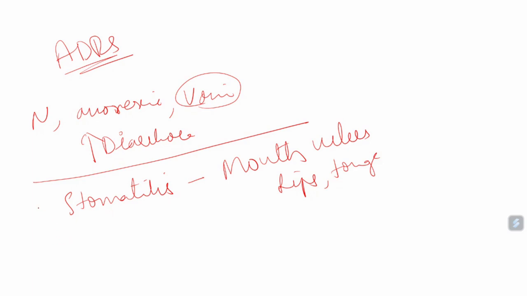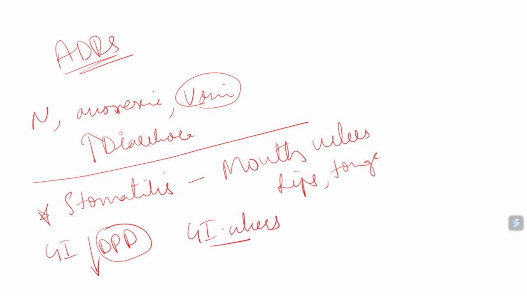And one very, very important adverse effect in the GI tract: as I told, in the GI tract we have DPD enzyme. In a few cases where DPD enzyme polymorphism is there, if DPD enzyme deficiency is seen in the GI tract, it causes severe GI ulcers. If it is given through the oral route, because of this risk, it is not suggested. But if it is given through the GI tract, it causes GI ulcers. Very, very important adverse effect.